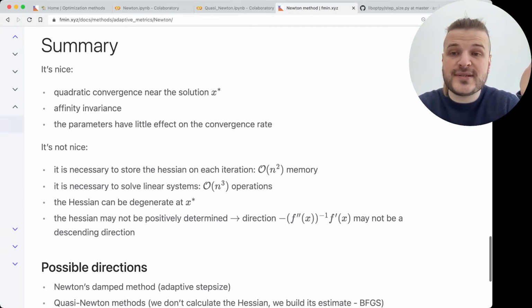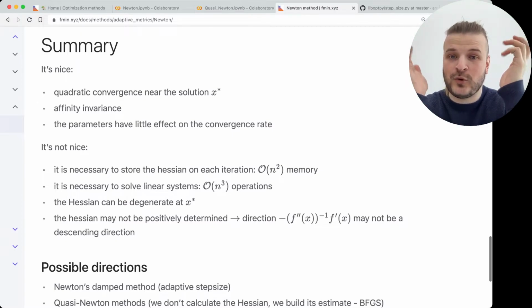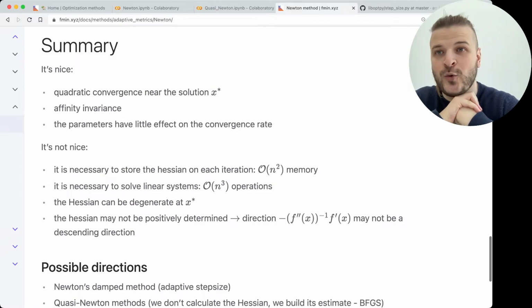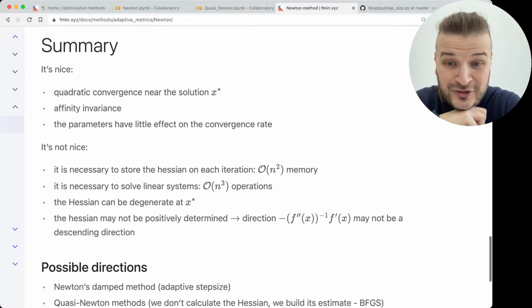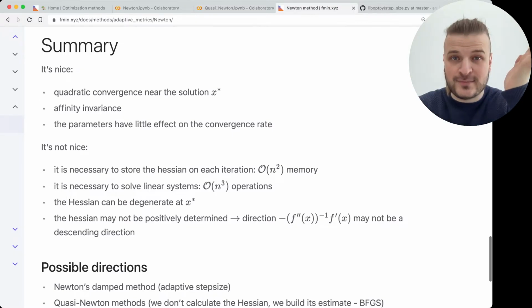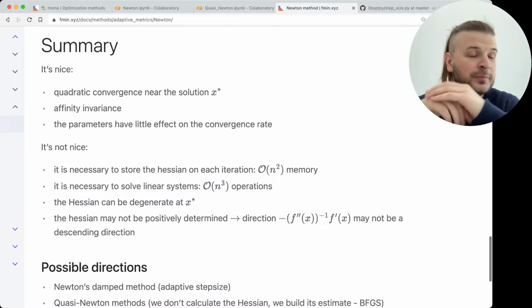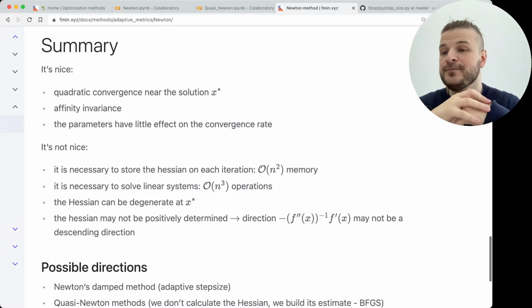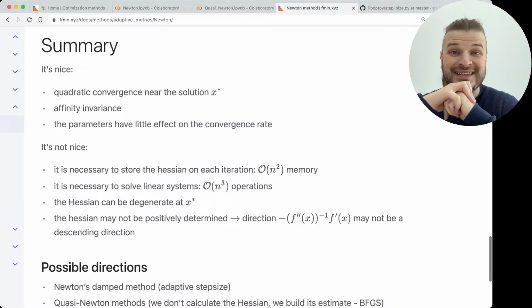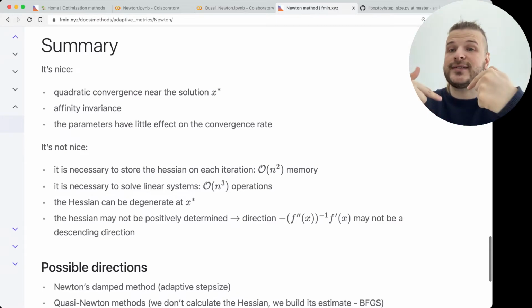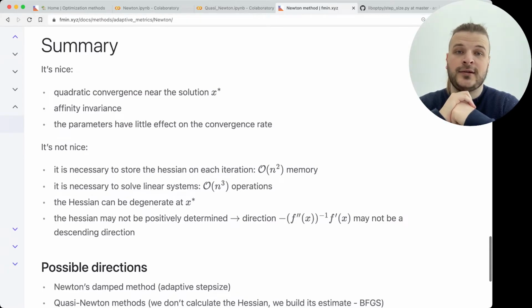But the problem is, we have trouble if your function is not convex, or locally not convex, or the Hessian is not positive definite. That's a problem. And a lot of computational power should be spent on calculating a single Newton direction on each iteration. You have to solve a linear system here, and you have to store the matrix itself.